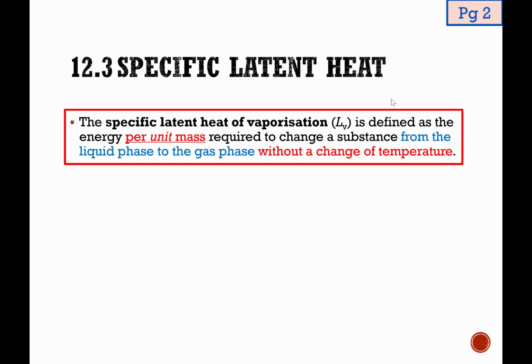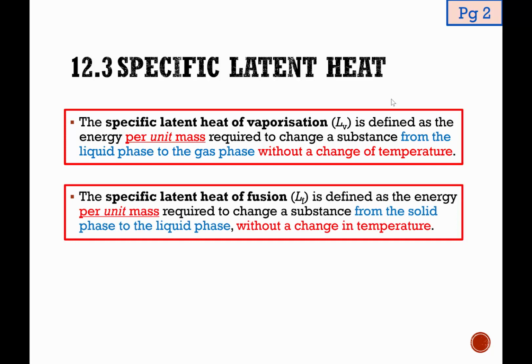And for specific latent heat, we basically split them into two types. One, we call the specific latent heat of vaporization, which is essentially helping a change of state from liquid to gas or vice versa. To be more specific, specific latent heat of vaporization is defined as the energy per unit mass required to change a substance from liquid phase to gas phase, or vice versa, without a change in temperature. The other category is what we call the specific latent heat of fusion, which focuses on solid to liquid or liquid to solid. So specific latent heat of fusion is defined as the energy per unit mass required to change the substance from solid phase to liquid phase or vice versa without a change in temperature.